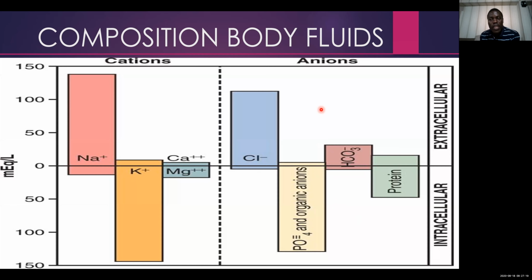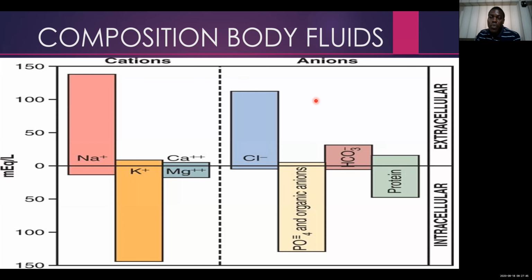So on this slide, I want you to have a take-home message that the major intracellular cation is potassium. The main extracellular cation is sodium. The main extracellular anion is chloride. The major intracellular anions are phosphates and proteins. They are negatively charged ions.